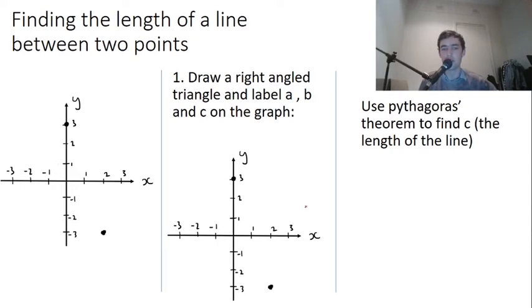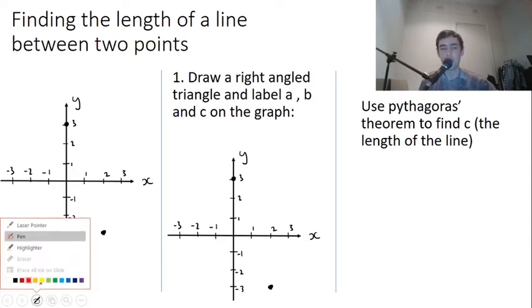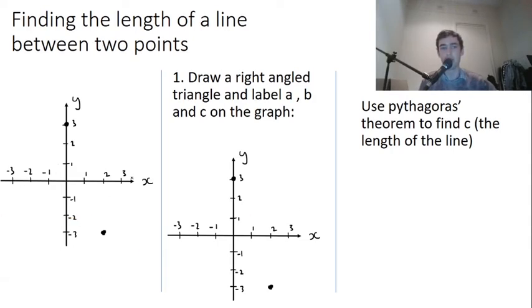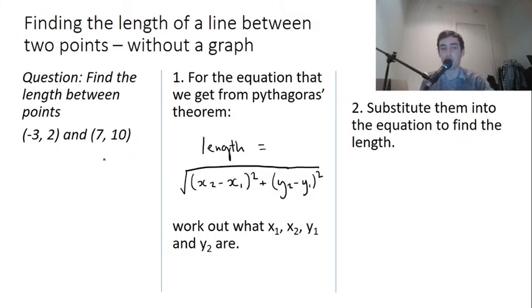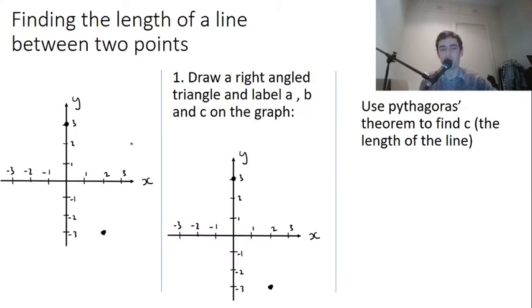Hi everyone, just another fairly quick video here in the linear relationship series. So in this one we're going to be finding the length of a line in between 2 points. So here's an example where they give you a graph, and it's a lot easier often when they give you a graph, but sometimes they won't. So we'll do one example of each.